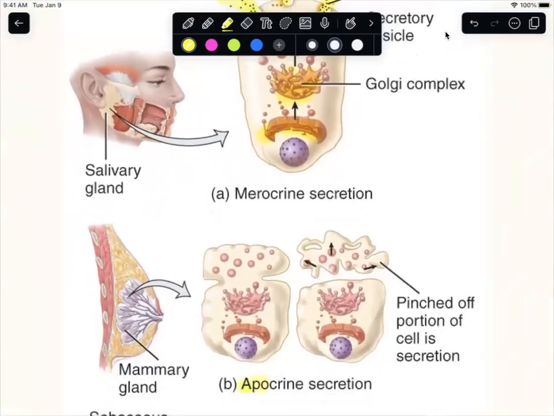Apocrine. In apocrine, they're making their substances, packaging and processing them in that Golgi complex, putting them into those secretory vesicles. But in apocrine, that entire top portion of the cell is pinched off. So it pinches off the top of its cell every time before it releases its secretions.